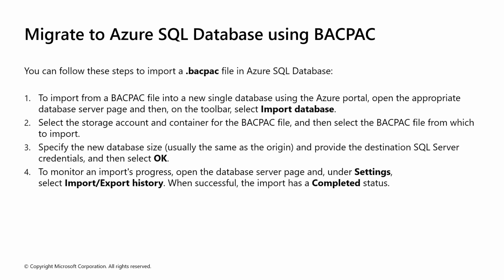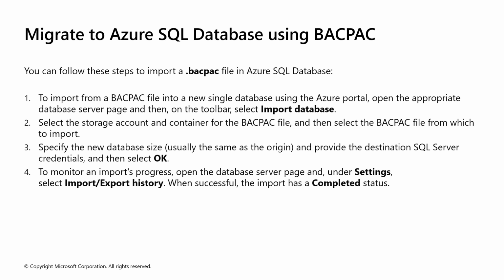Another way to migrate Azure SQL databases is using a BACPAC file. A BACPAC file contains the database schema and its data. It is used for exporting and importing databases in SQL Server and Azure SQL databases. Why should we use the BACPAC? Well, BACPAC files are useful for migrating databases between different environments, such as from on-premises SQL Server to Azure SQL Database.